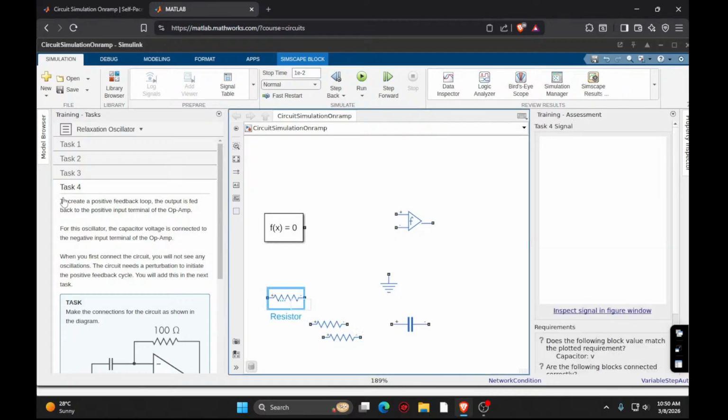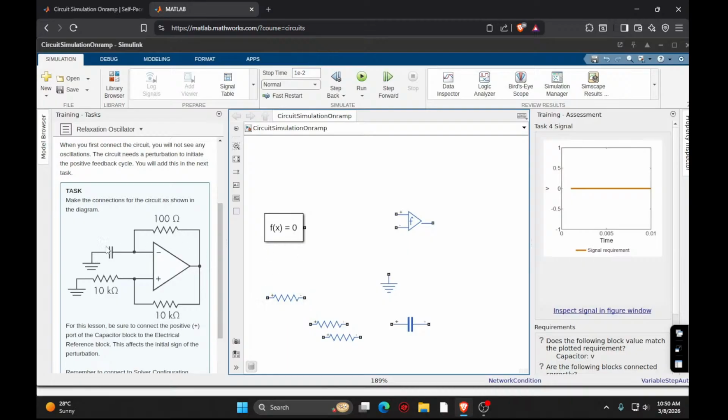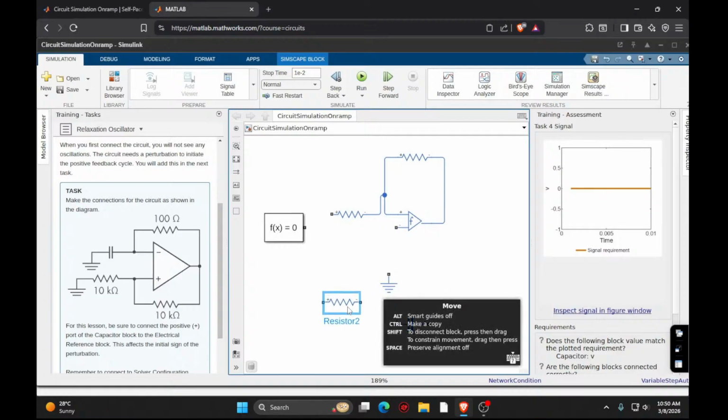Now make the connection in the circuit shown in the diagram. So first of all, we need the amplifier, which is this. Then we will need 10 kilo ohms. Okay, so we are making a proper symmetric trigger here.